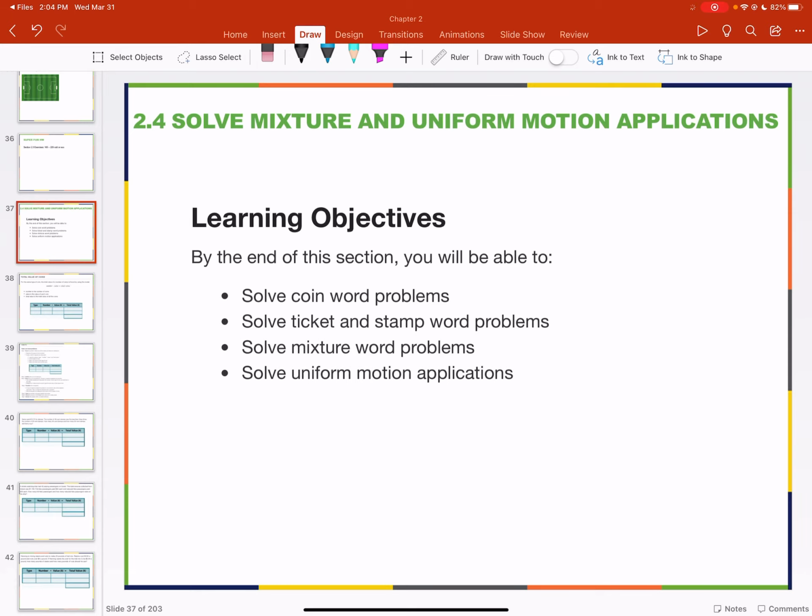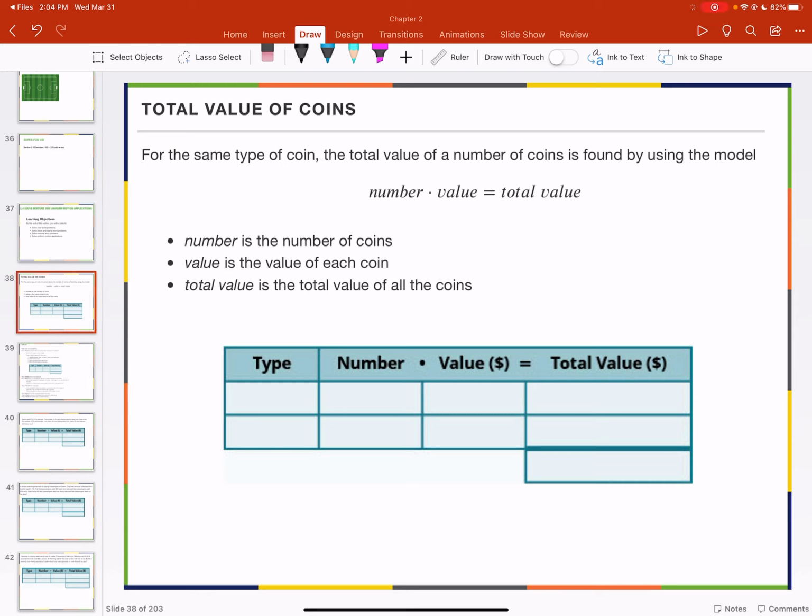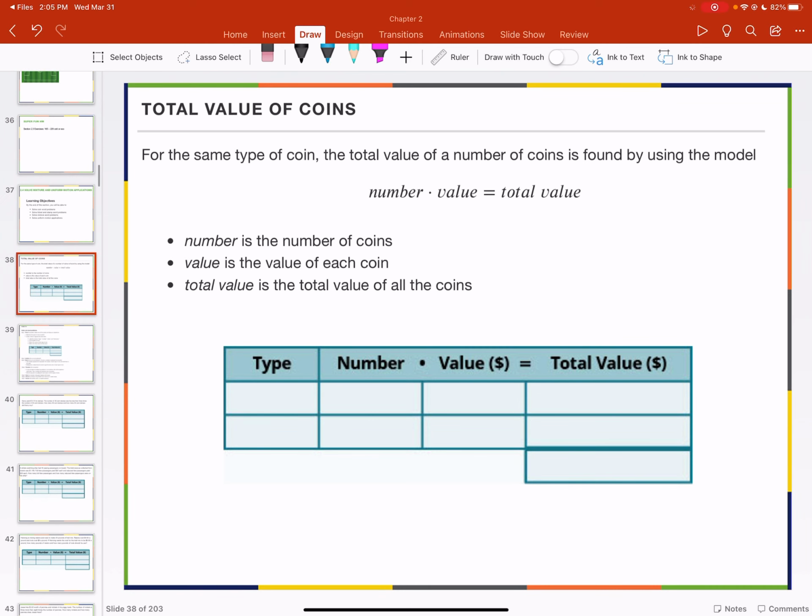First of all, let's talk about coins. If you have 2 quarters, we know that each quarter is worth 25 cents. So the total value of 2 coins, if they're quarters, would be 2 times 0.25, which is 50 cents, right? So that's one thing to think of. If you have a total value of coins problem, you would put the number, the value of each, and then get the total number.